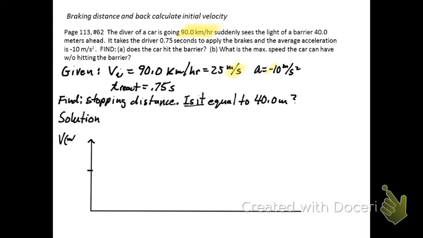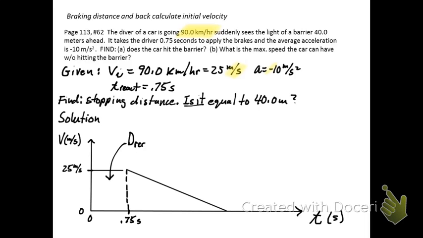All right, so let's take a look at this. Probably one of the easiest ways to visualize this is in a velocity-time graph. If we look at our velocity-time graph, we have two distinct regions. I call them the distance he travels while the driver reacts, and the distance while the driver is braking. What's the difference between the two?